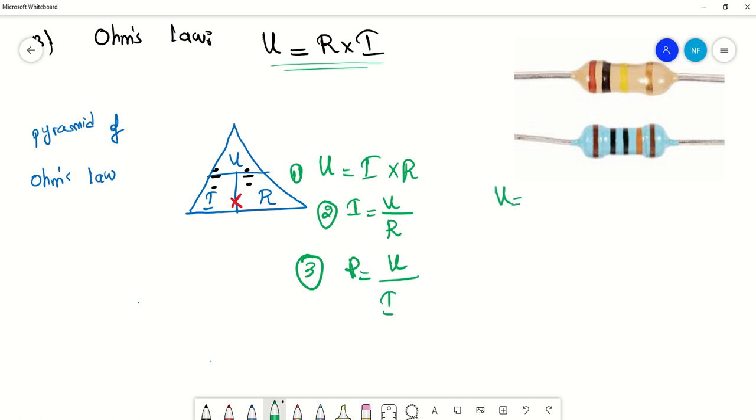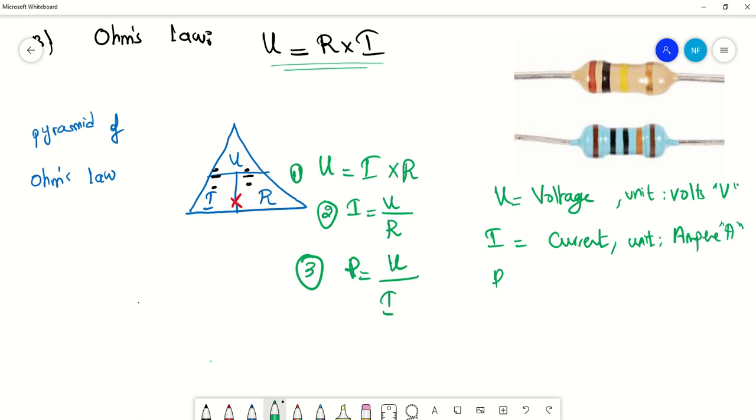So what is U? It is the voltage. What is its unit? The unit is volts, abbreviated with a capital V. What's I? I is the current or the intensity of current. Its unit is ampere, and its symbol is capital A. And what is R? R is the resistance of a resistor, and the unit will be ohm as we said, and its symbol has this shape. Let's move now from Ohm's law to something new.